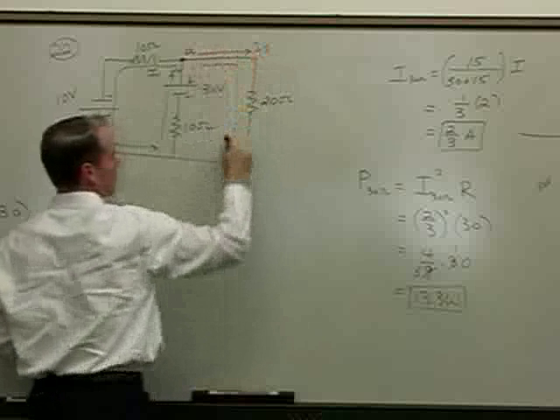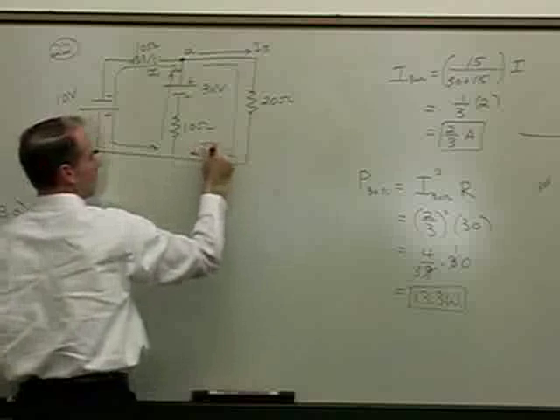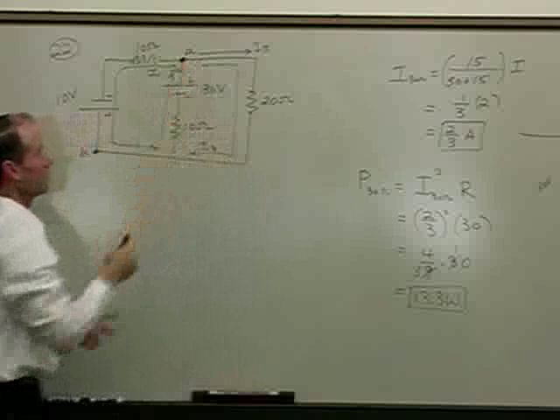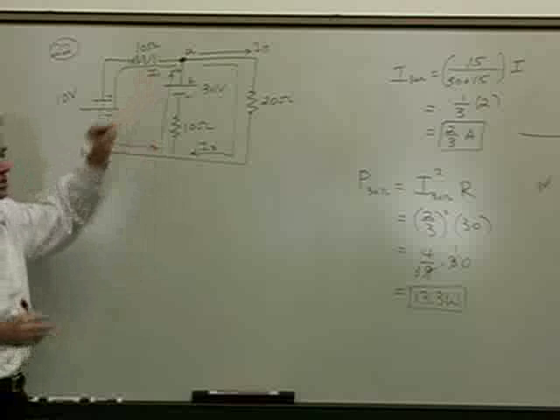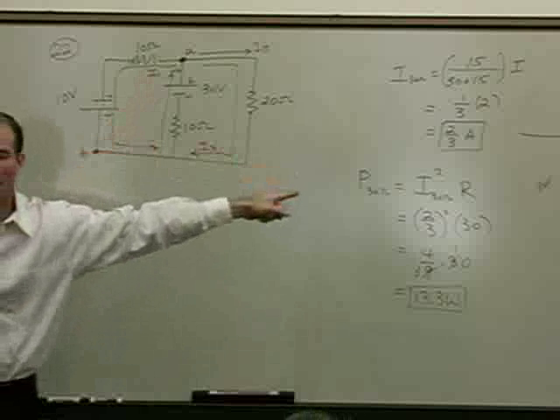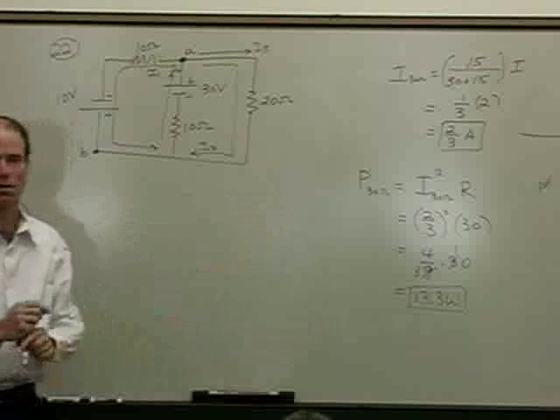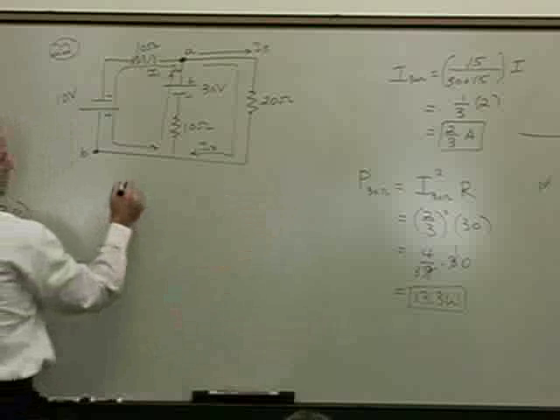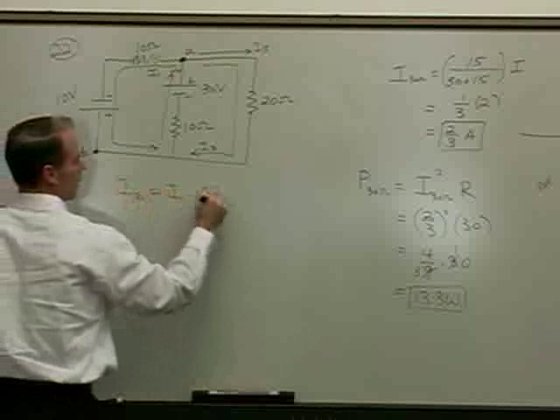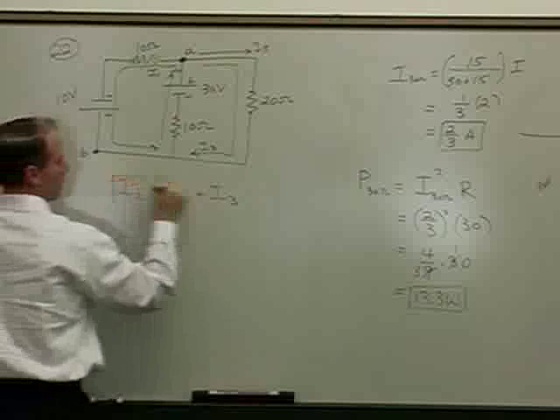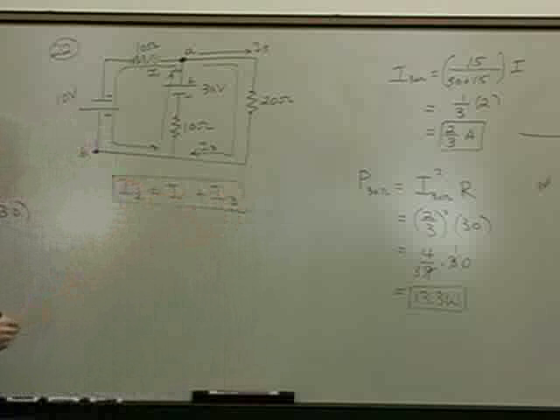In other words, I3 is coming around like this. I need something to supplement I1 to equal I2. I2 is going into the junction. I1 and I3 are going out of the junction. So I can say that I2 equals I1 plus I3. The current flowing into that junction equals the current flowing out of that junction.